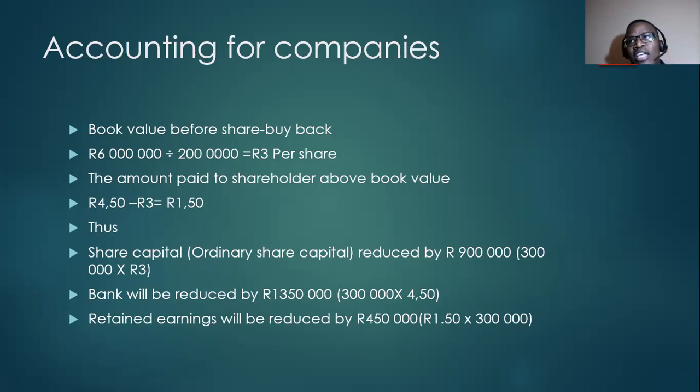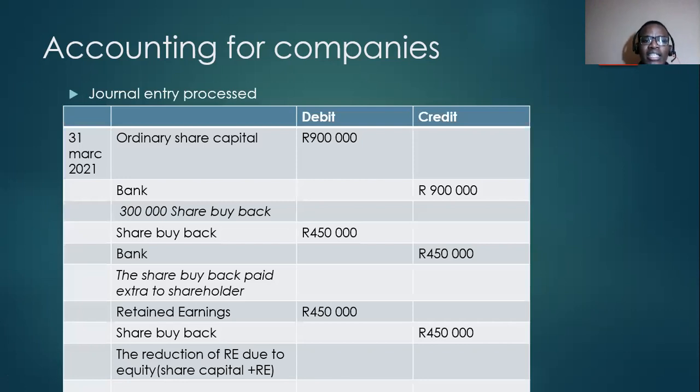Because why should you, as a shareholder, sell your shares that are worth less? So it's better for you to sell them at a higher price. So in order to motivate the shareholders to sell those shares back, the company pays more money compared to the book value, right? Then the general entity that is going to be processed, as we say, the ordinary share capital is going to be reduced by 900,000 because 900,000 was being paid in relation to those shares.